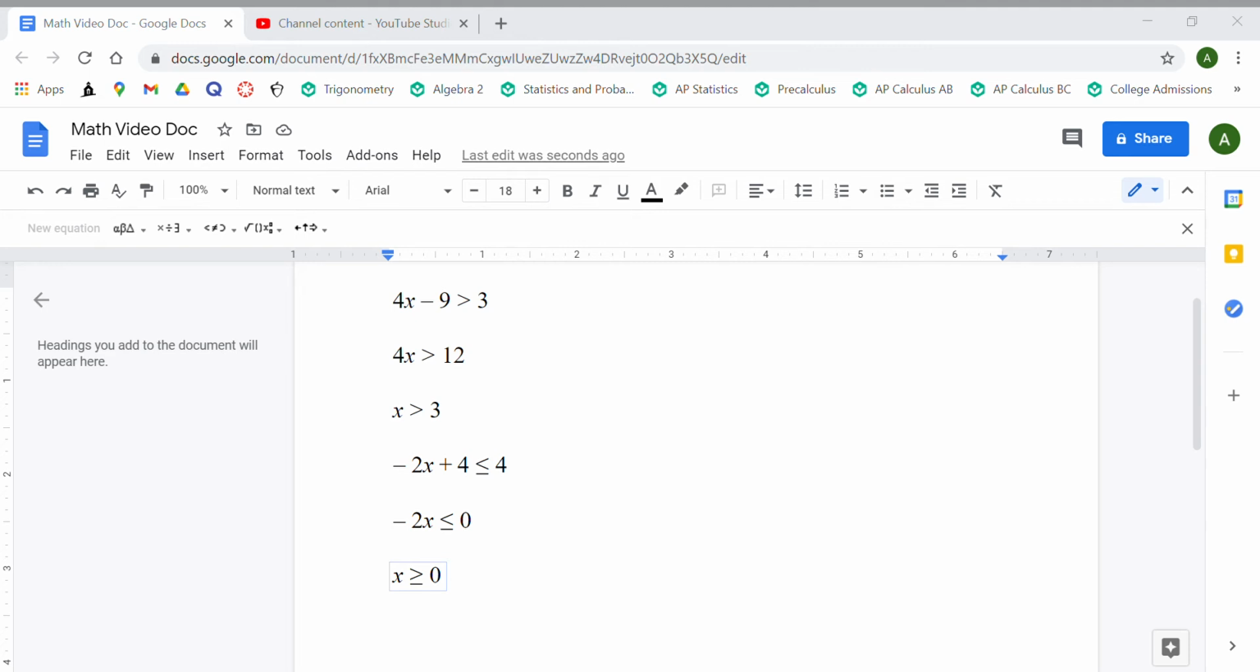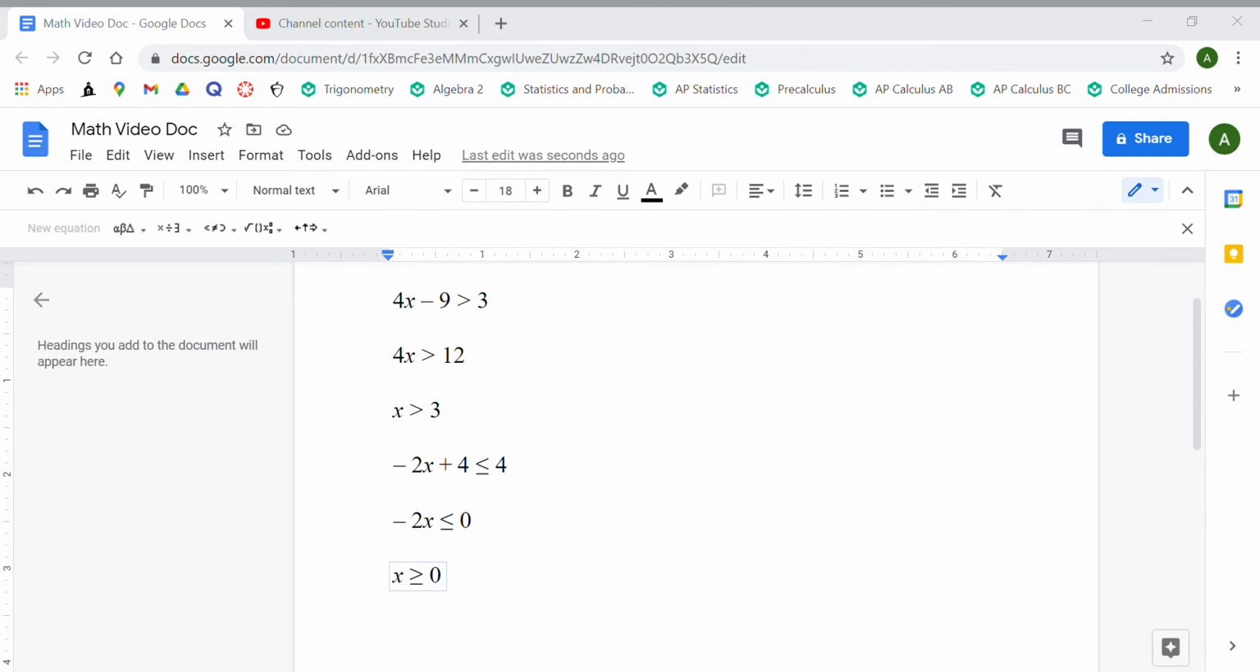Alright. Fairly simple graph. So we need to do a closed circle at 0 because x can be equal to 0. And then we need to shade to the right. Excellent. That is how.